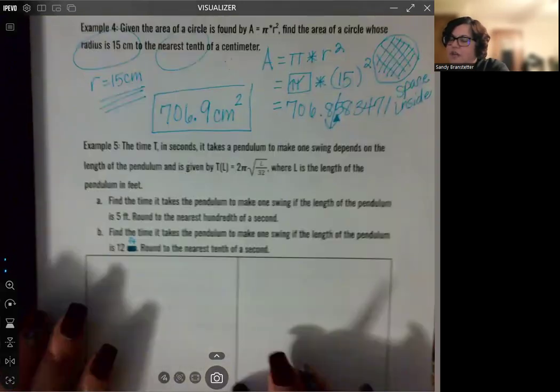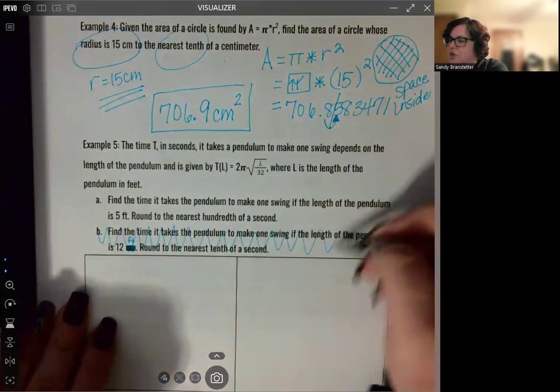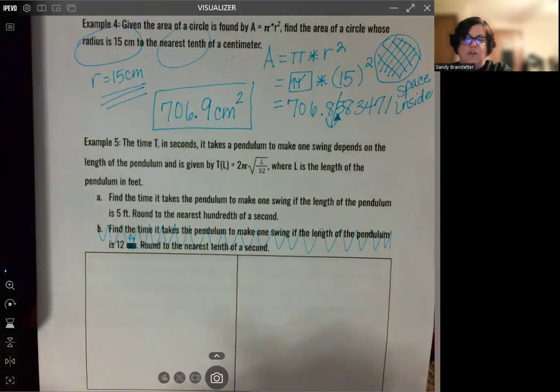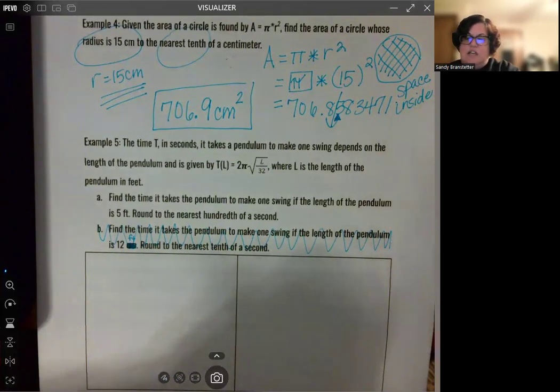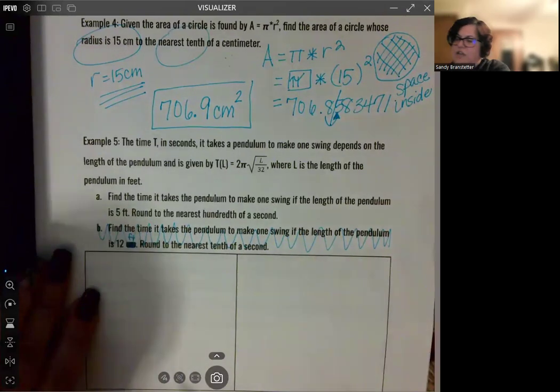All right. For the next one, example 5, I'm going to go ahead and mark out B from my previous notes because we're only going to do one of these together. The time t in seconds it takes for a pendulum to make one swing depends on the length of the pendulum and is given by t of L, that's the name of the function, equals 2 pi times the square root of L over 32, where L is the length of the pendulum in feet. Find the time it takes the pendulum to make one swing if the length of the pendulum is 5 feet. Round to the nearest hundredth of a second.